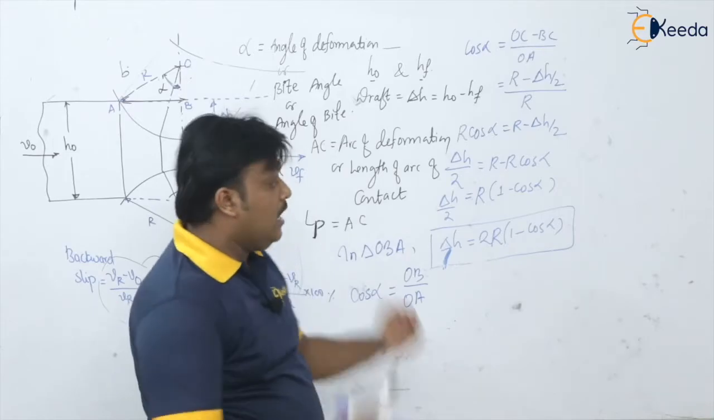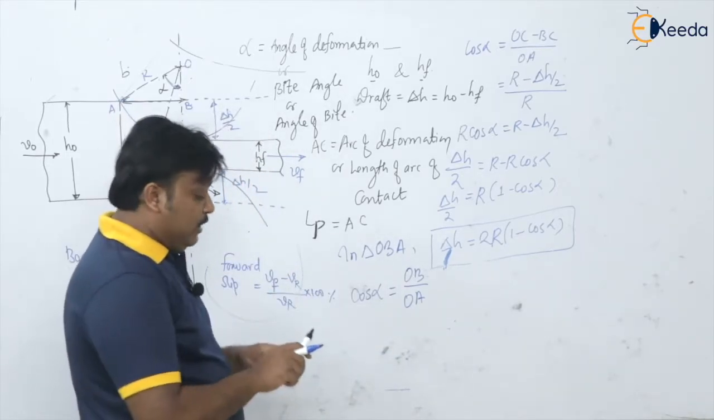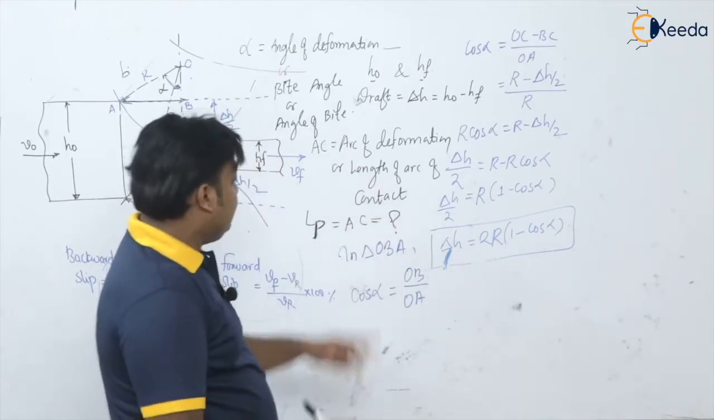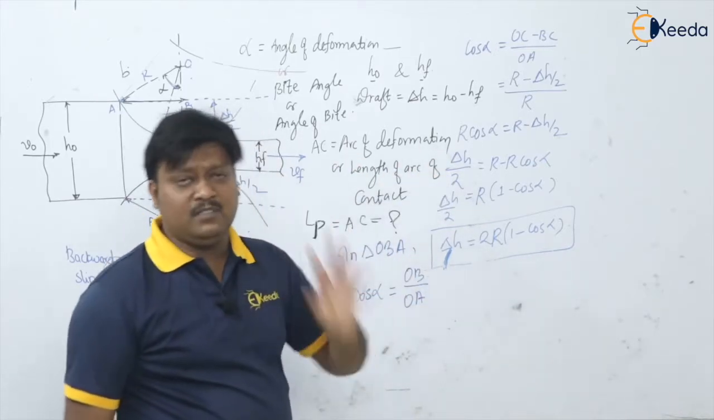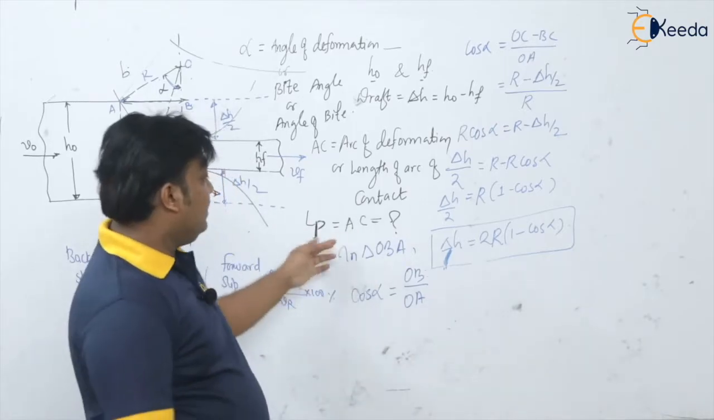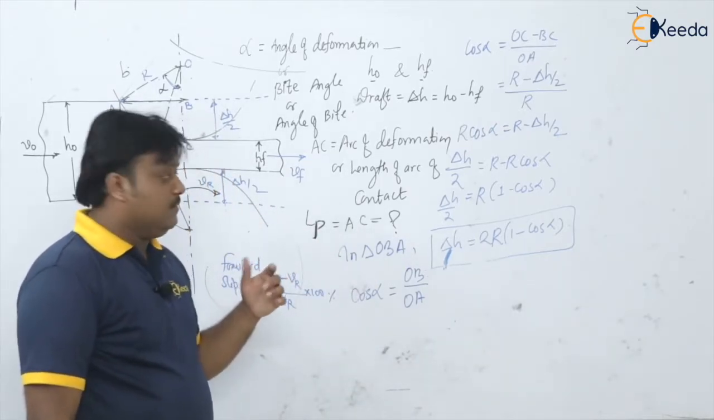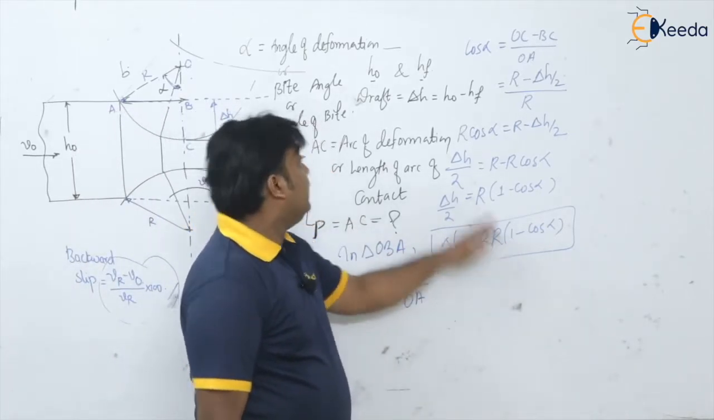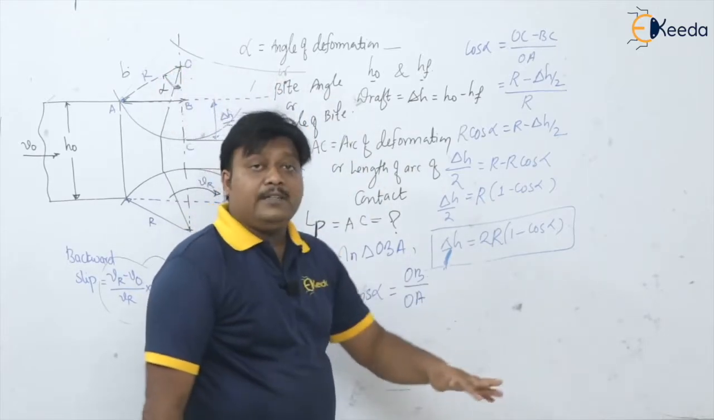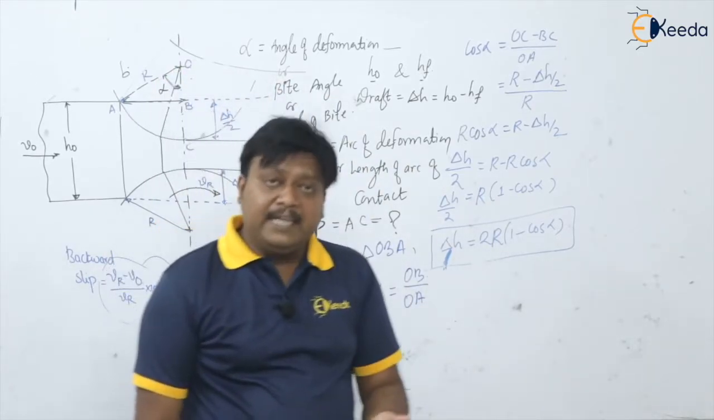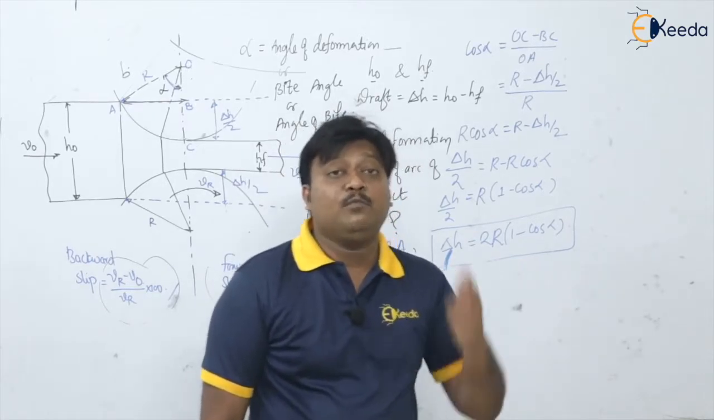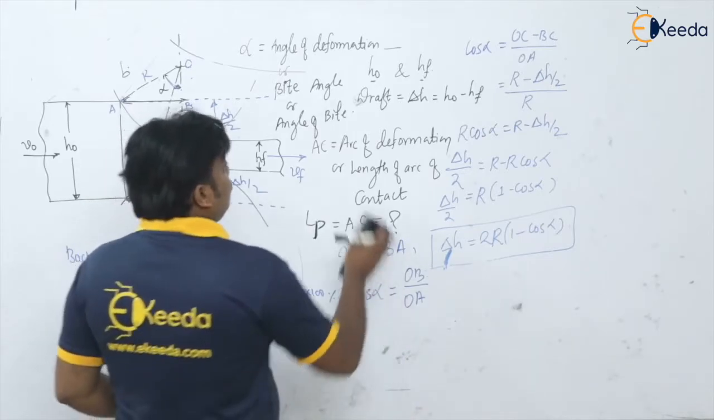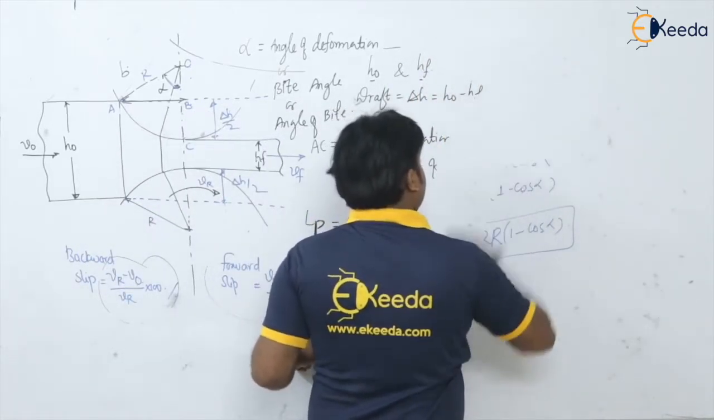Now the next thing we are going to determine is AC, because many times there are two-mark questions, many times in the GS or ES paper you can find questions on these formulas. So delta H is equal to 2R into bracket 1 minus cos alpha, from which alpha can be determined. Now they are asking to determine the length of arc of contact or length of deformation zone, which is nothing but AB.